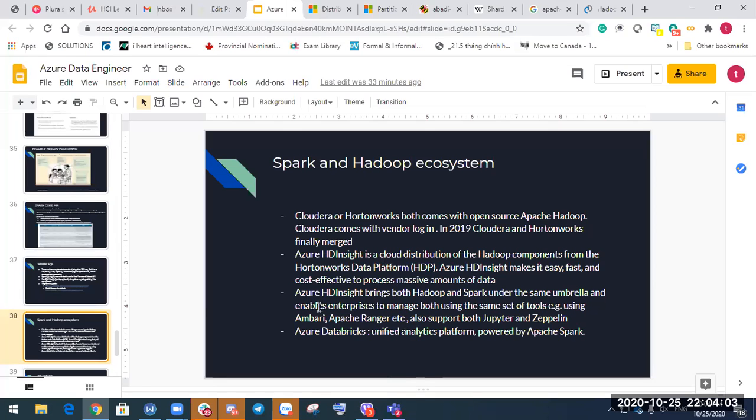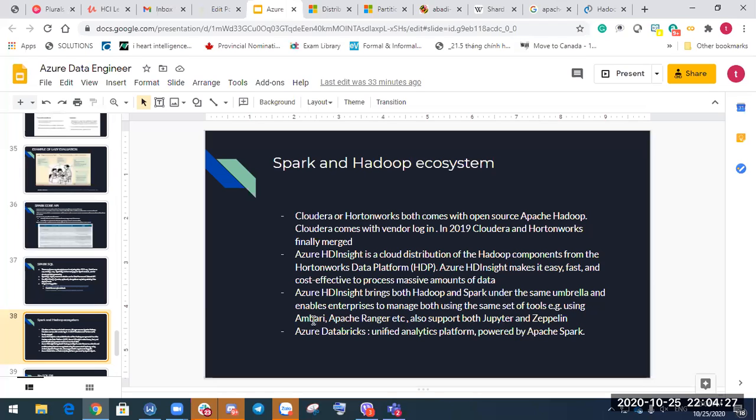So you can see here Azure HDInsight, so they bring both Hadoop and Spark under the umbrella. It enables enterprises to manage both with the same tools that they already use on-prem. Because remember, Hadoop has existed for a very long time, and there are a lot of companies that still have a legacy system with it.